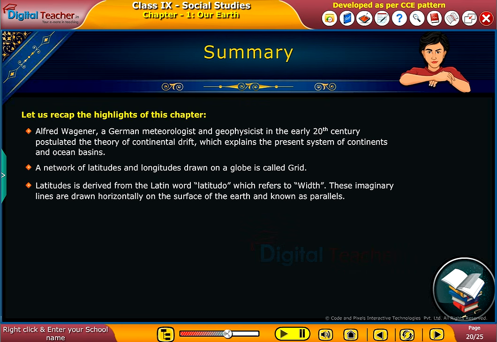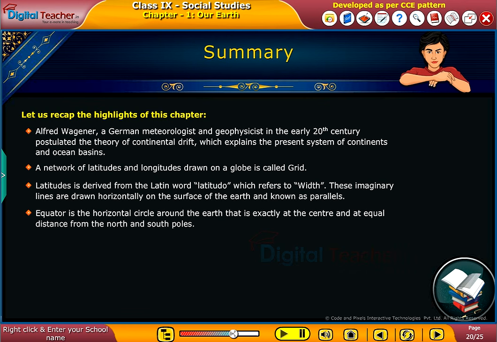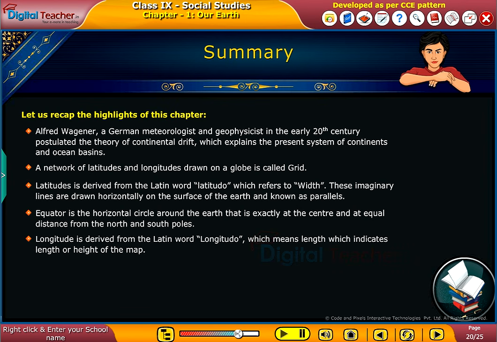Latitude is derived from the Latin word latitudo, which refers to width. These imaginary lines are drawn horizontally on the surface of the earth and known as parallels. Equator is the horizontal circle around the earth that is exactly at the center and at equal distance from the north and south poles. Longitude is derived from the Latin word longitudo, which means length, which indicates length or height of the map.